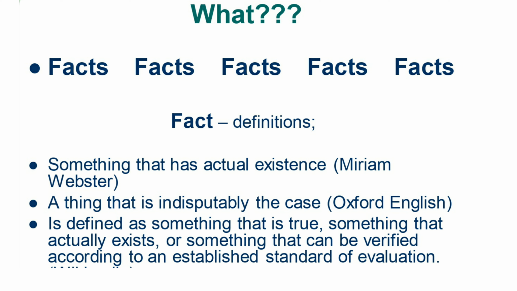What? Fact. Definitions. Something that has actual existence. Merriam-Webster: a thing that is indisputably the case. Oxford English: defined as something that is true, something that actually exists, or something that can be verified according to an established standard of evaluation.